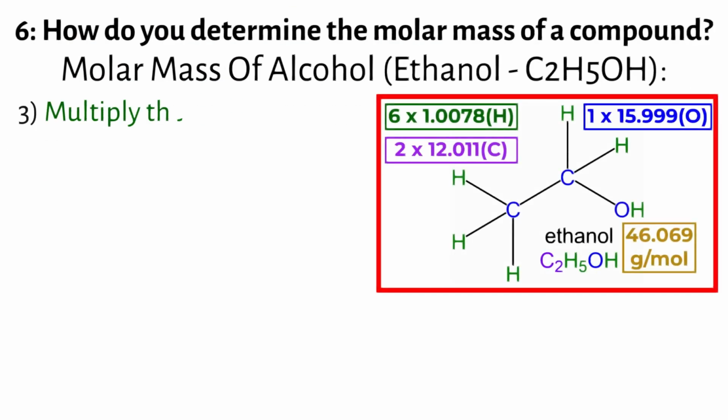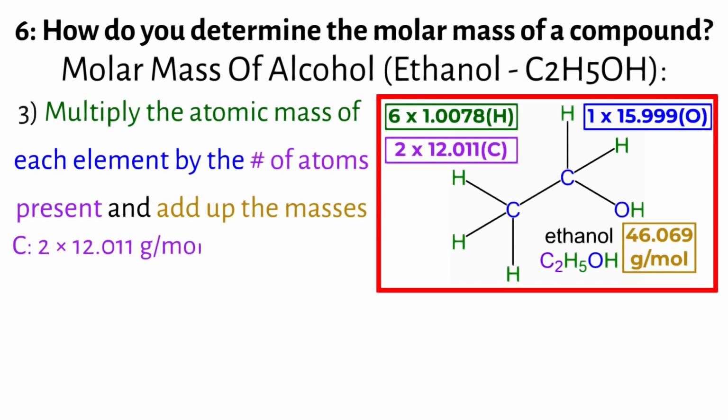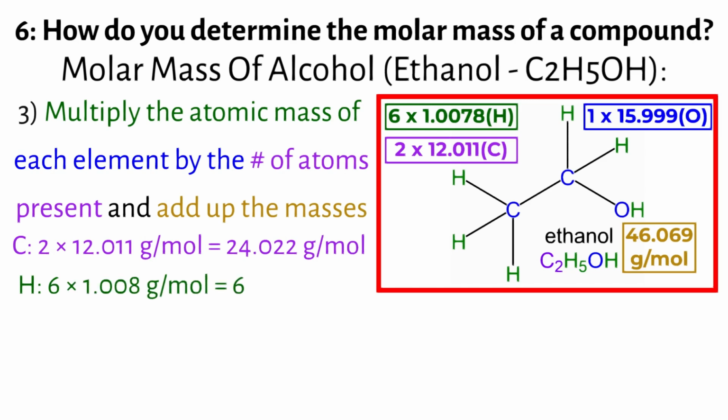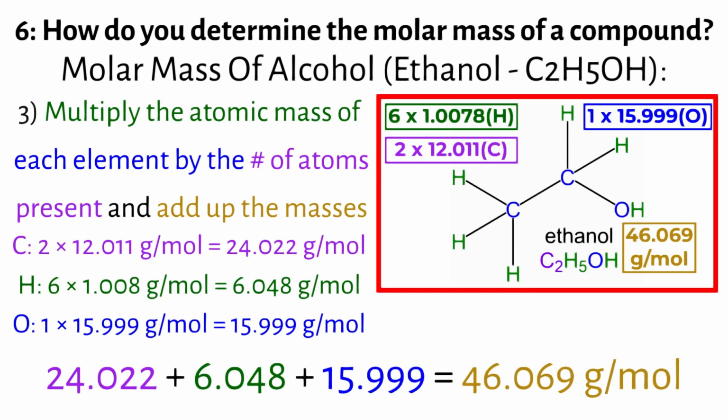Last, multiply the atomic mass of each element by the number of atoms present and add up the masses. Carbon, 2 times 12.011 grams per mole equals 24.022 grams per mole, plus hydrogen, 6 times 1.008 grams per mole equals 6.048 grams per mole, plus oxygen, 1 times 15.999 grams per mole equals 15.999 grams per mole. All of this added equals 46.069 grams per mole. So the molar mass of ethanol, C2H5OH, is approximately 46.069 grams per mole.